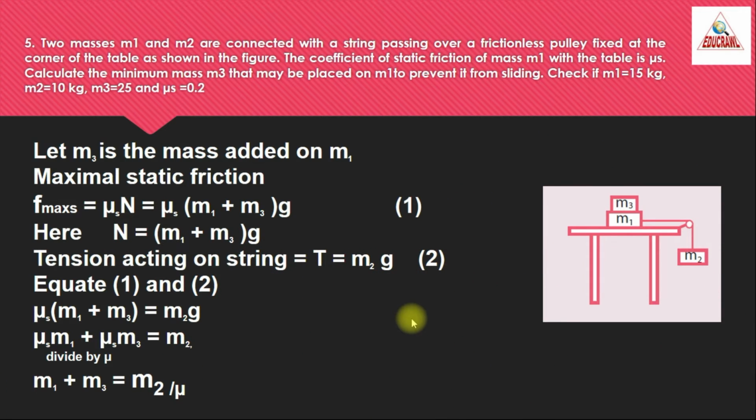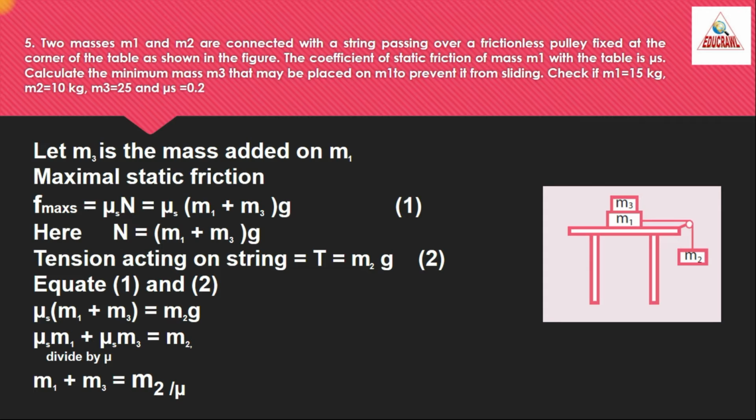The fifth problem. Two masses m1 and m2 are connected with a string passing over a frictionless pulley fixed at the corner of the table as shown in the figure. The coefficient of static friction of mass m1 with the table is mu s. Calculate the minimum mass m3 that may be placed on m1 to prevent it from sliding. Check if m1 is equal to 15 kg, m2 is equal to 10 kg and m3 is equal to 25 kg and mu s is equal to 0.2.